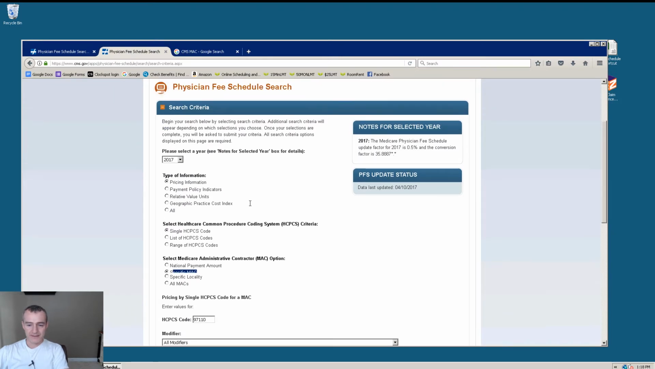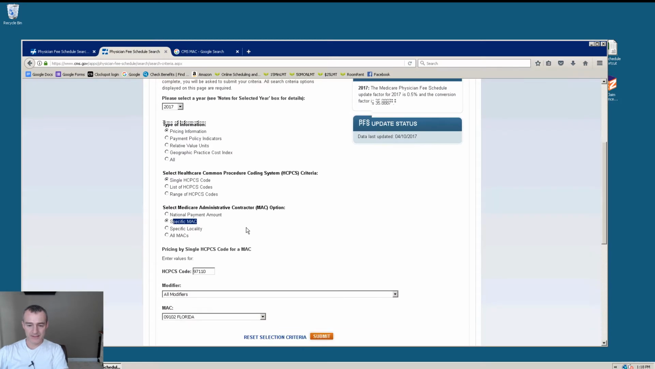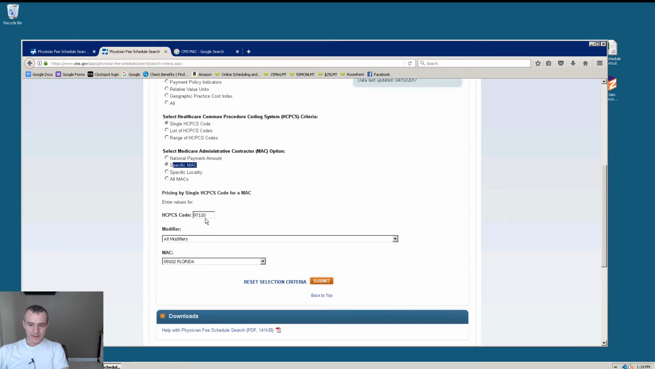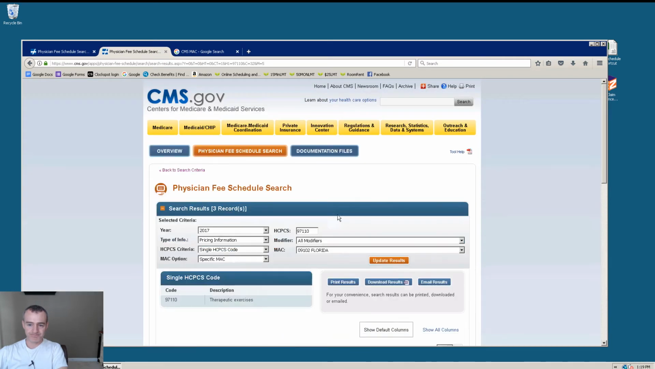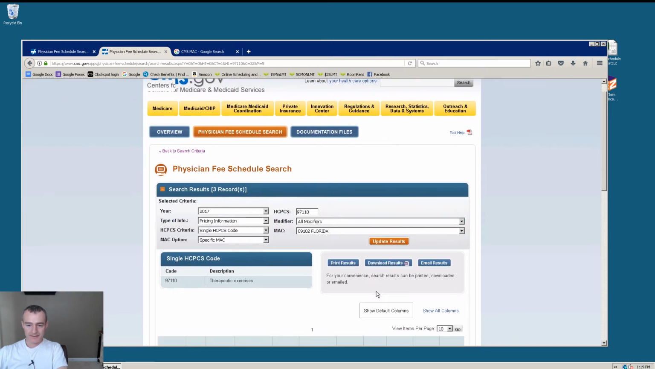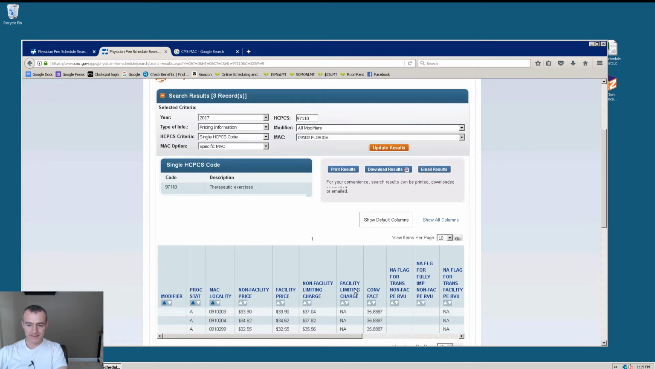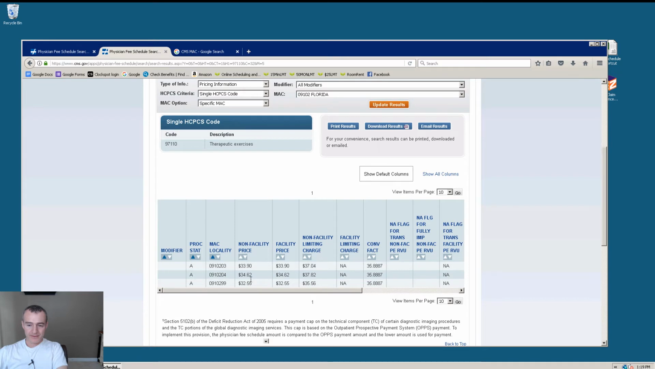So back in here, sorry, there's a little lag on my screen because I'm going through a server. So if I'm going to look up the allowed amount for therapeutic exercise, I'll just go down here, choose all modifiers, state of Florida. I hit submit, and what it tells me, it gives me a description, so therapeutic exercise. Now the reason why there's 3 here is because Florida is broken up into 3 sections, 3 regions. So your non-facility price, facility price. If you're a participating provider, it's the facility price.